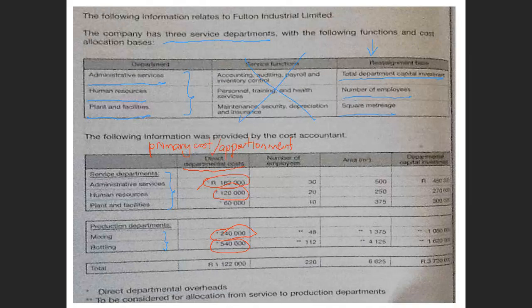Then in the next column, it is telling you the number of employees that that particular department has, the area in square meters that that department takes up, and then at the end, the capital investment that that department has. So they've given it to you for all five departments, the three service as well as the two production departments. Okay, so that's all the information that would have been provided to you.